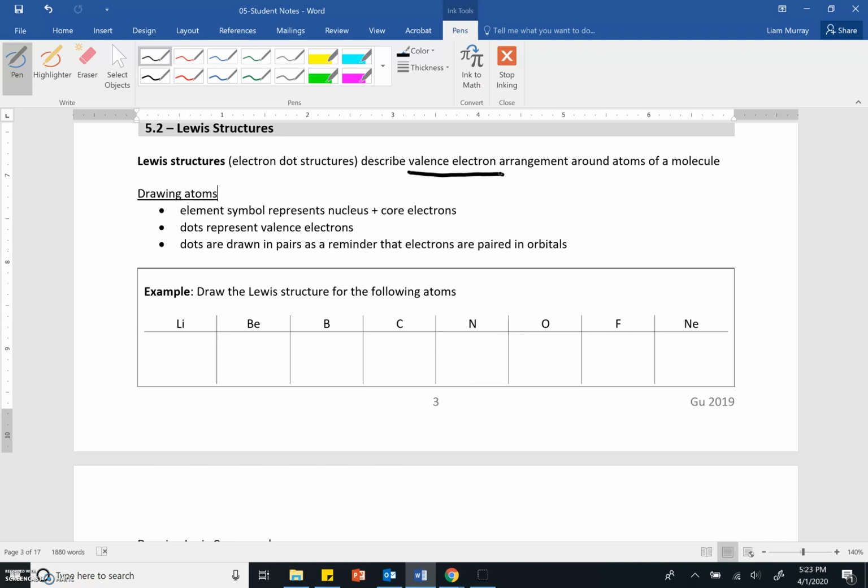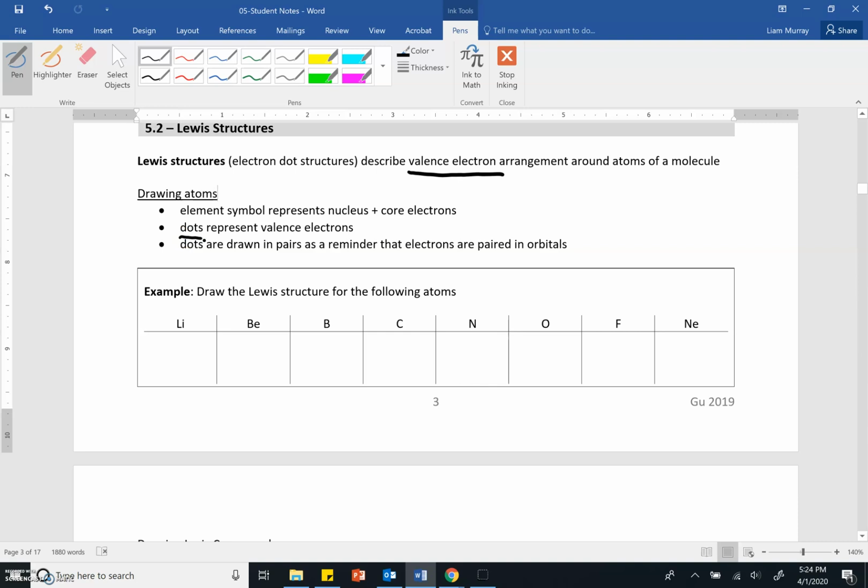A couple of things that we need to pay attention to while drawing these is that the elemental symbol obviously represents which nucleus we're dealing with, and then the core electrons. So by drawing, in this case, lithium, we're dealing with the lithium nucleus as well as all of the core electrons. So you don't need to worry about including all of those. Each dot is representing a valence electron. In a sec, you're going to see what that means.